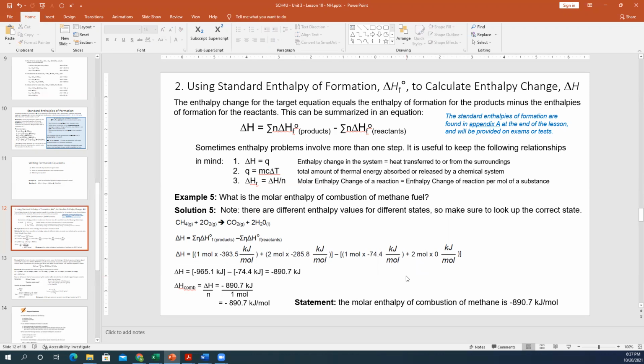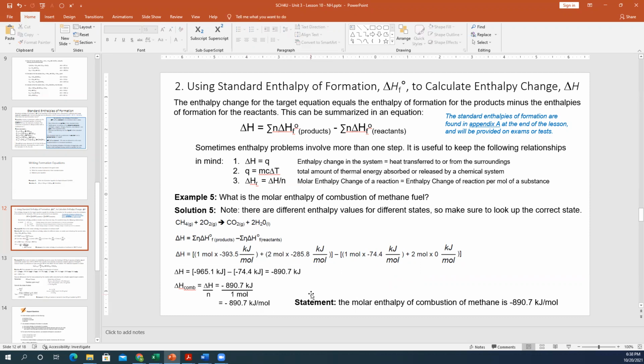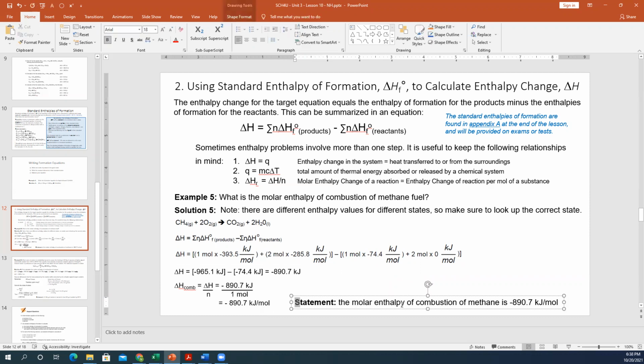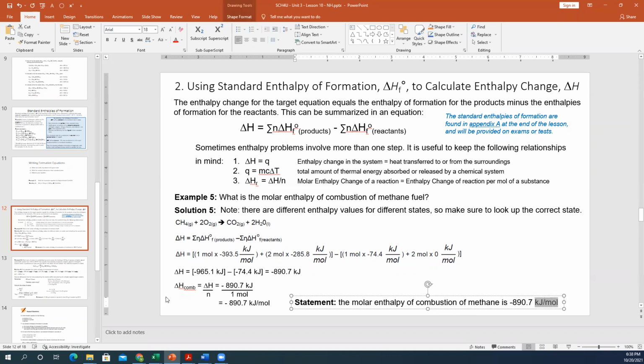And that is the delta H of combustion of 1 mole, right? 1 mole of methane. So it becomes minus 890.7 kilojoules per mole. And then there's always a mark given for writing a proper statement for these questions. You write that the molar enthalpy of combustion of methane is minus 890.7 kilojoules per mole. Okay, so that is another example.